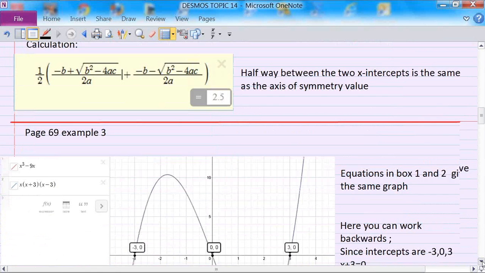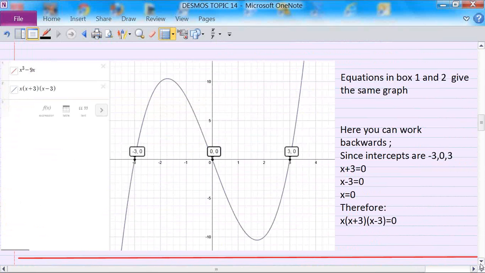Now let's go look at some different examples. Just move this up here. And you can see here that we put in x cubed minus 9x, and we put in the factored version of this also. It gives us the same equation. You can click this off and just show this, and click this off and just show that.